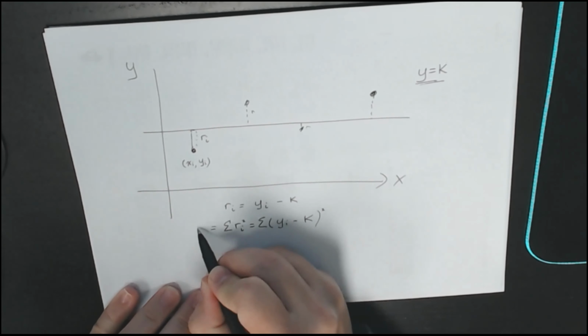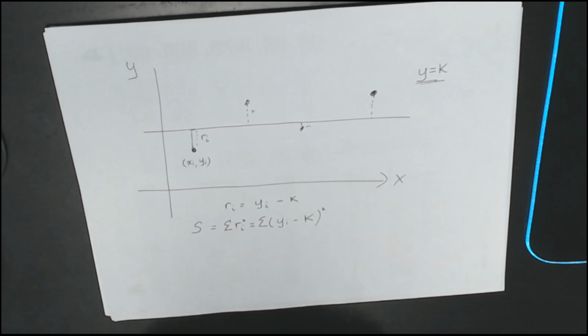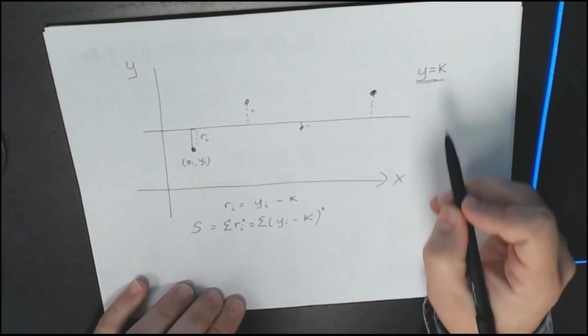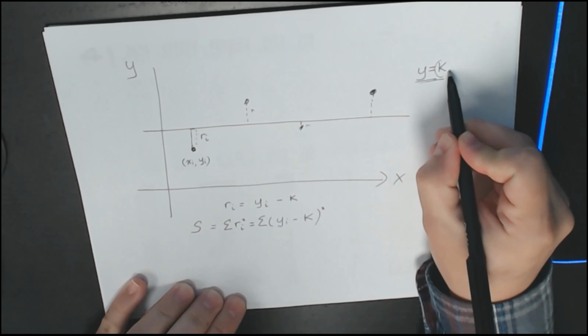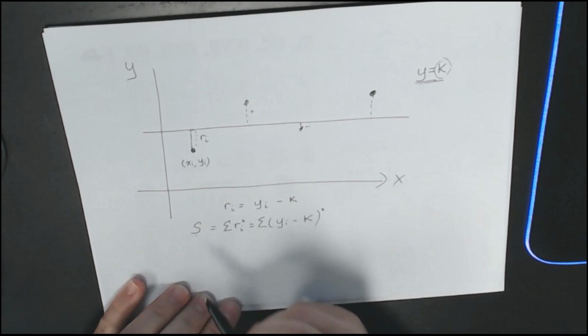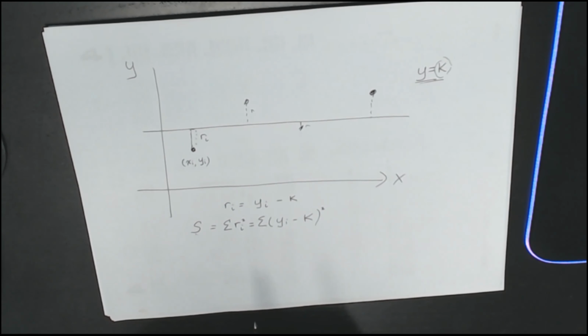This thing that's the sum of squares is typically given a symbol like capital S. So this is the sum of squares. What I want to do, in a best fit sense, is I want to find the value k so that this thing is as small as possible.